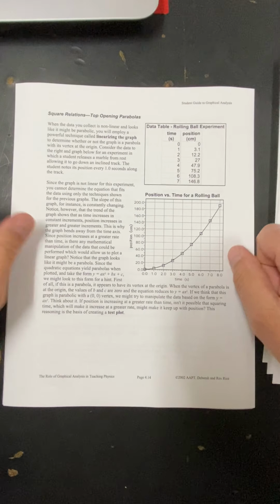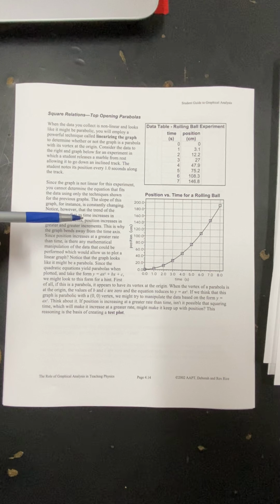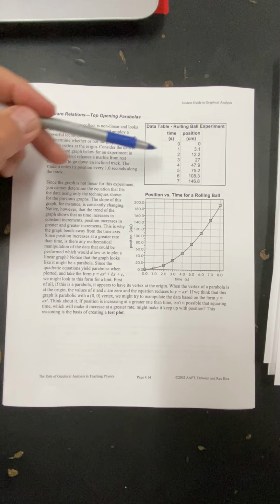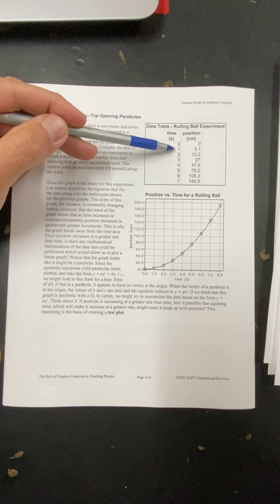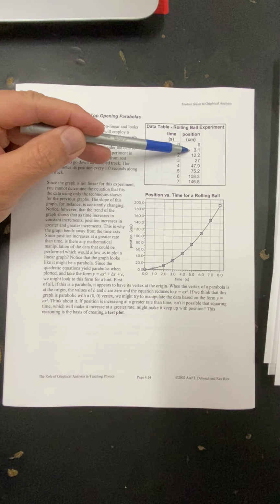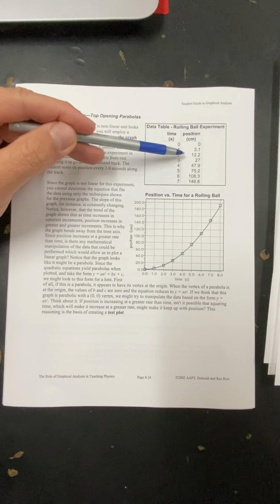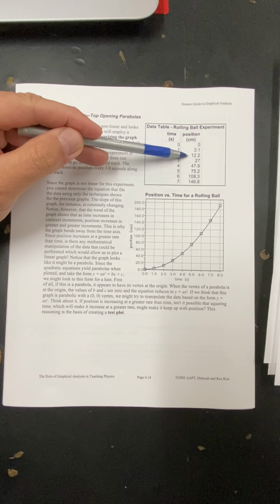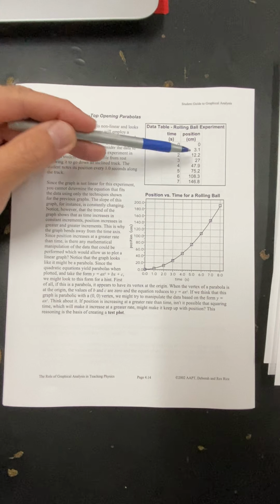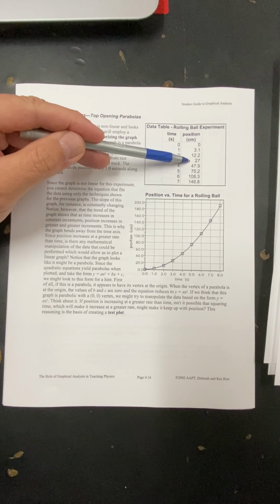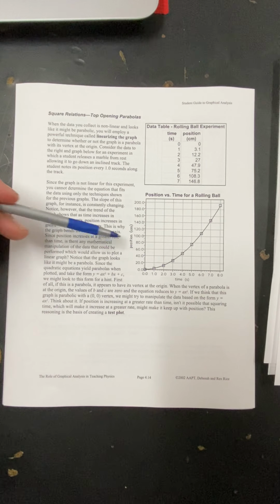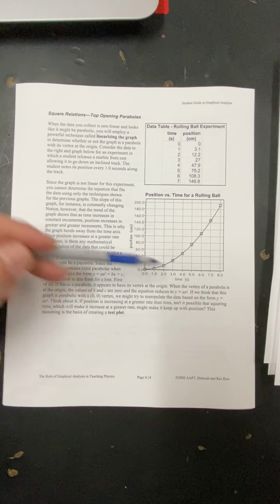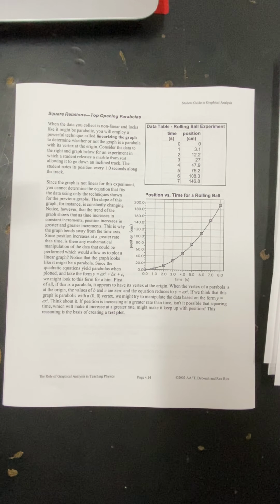So here's an experiment they did. They took a ball, they let it roll down a ramp, and they determined at 0 seconds it was at 0 position. At 1 second it was 3.1 centimeters down the ramp. At 2 seconds, ooh, look at this, 12.2 centimeters down the ramp. At 3 seconds, 27 centimeters down the ramp. So if you plot the data, they said position is the dependent, time is the independent.